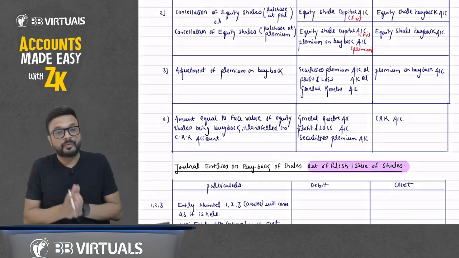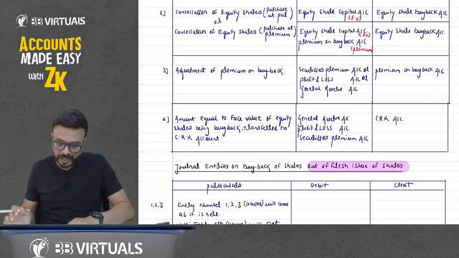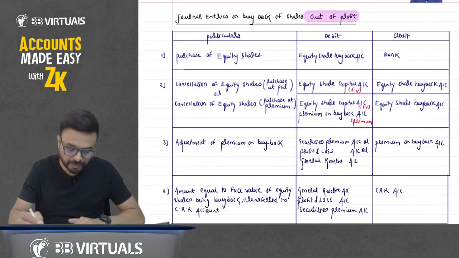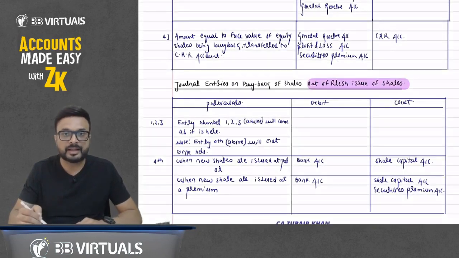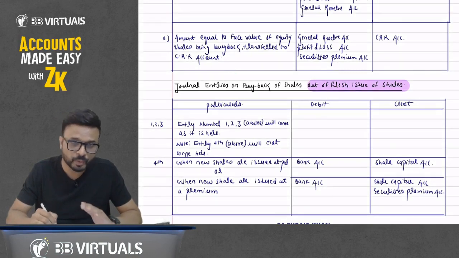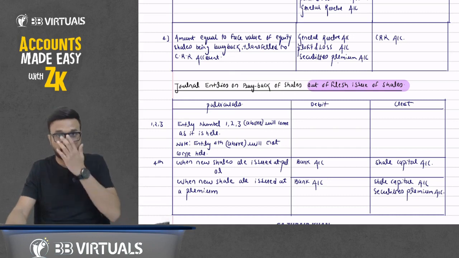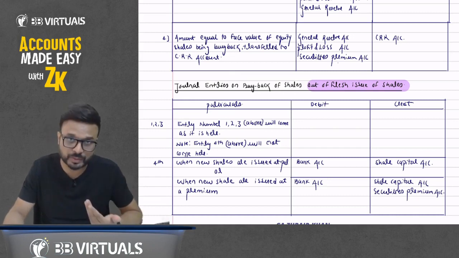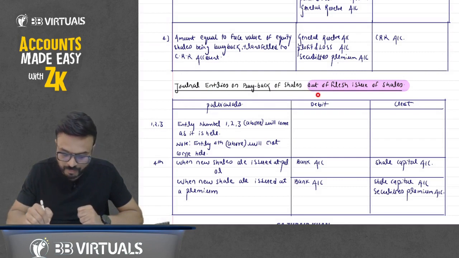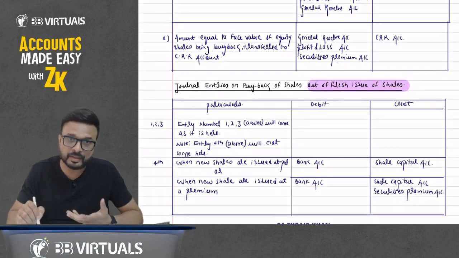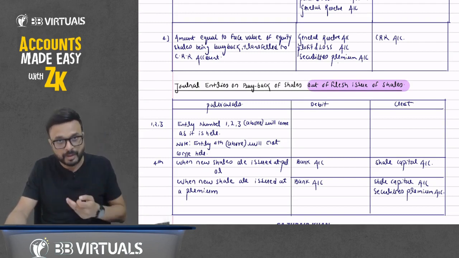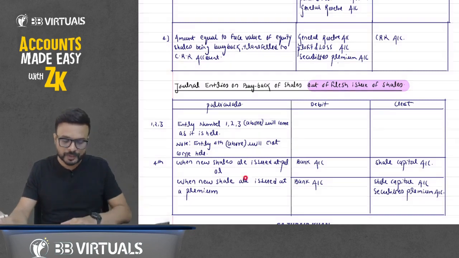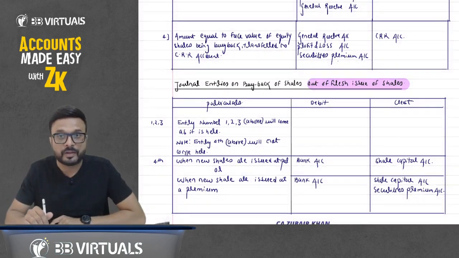But we can also do buyback of shares out of fresh issue of shares. So entry numbers 1, 2 and 3 will be the same, and there will be no fourth entry. No need to pass the entry of transfer to CRR account, because when we do buyback of shares out of fresh issue of shares, there is no need to transfer to CRR account. We transfer to CRR account only when we do buyback out of profit. So here we are doing buyback out of fresh issue of shares.